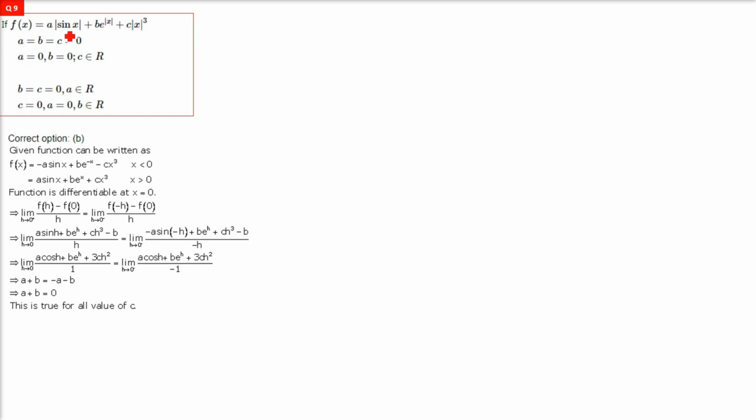If f(x) equals a modulus of sin x plus b e raised to modulus x plus c modulus of x cube. Now I can tell you the answer. The answer is in front of you also. That is not a problem. But the problem here is the interpretation of modulus sin x. When I told you about modulus sin x in the previous discussions, you have already seen that the negative and positive depend upon whether it is a multiple of n pi or not.